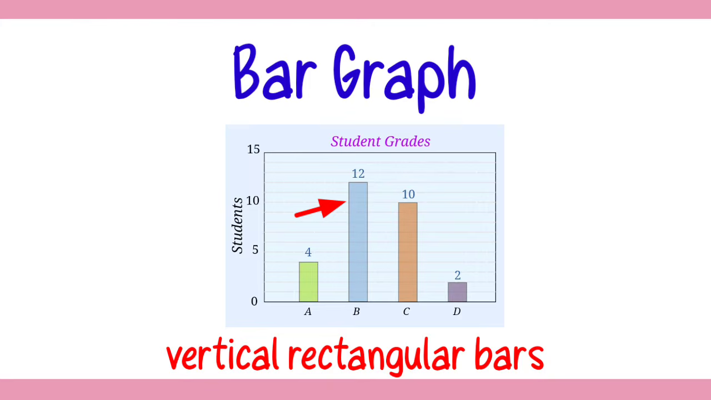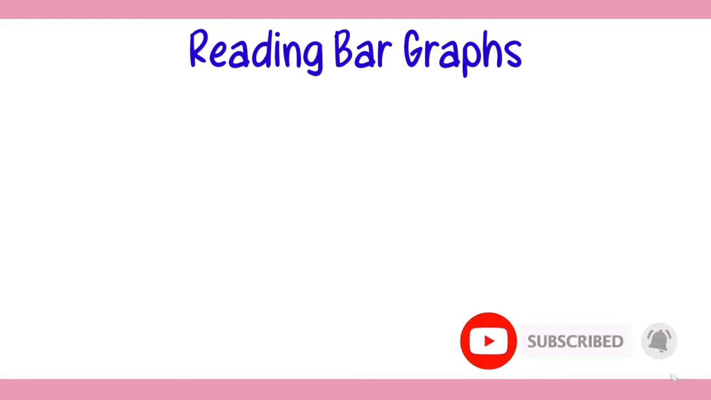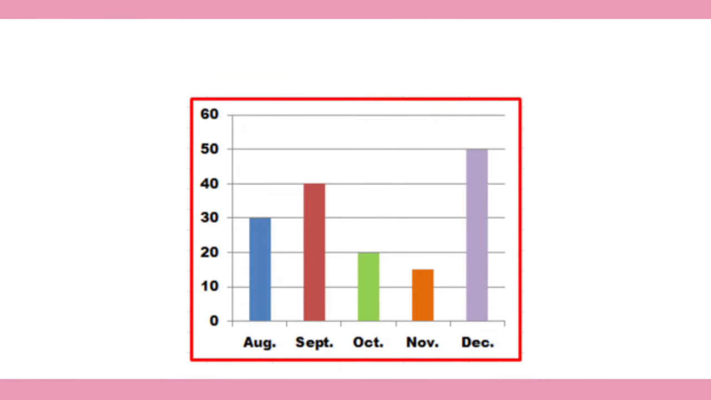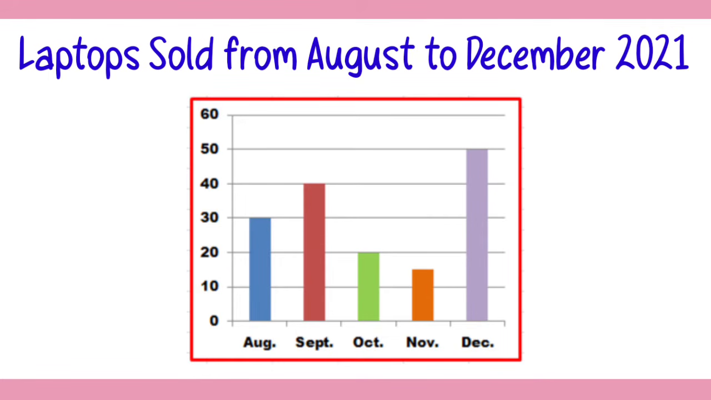Okay? Now, let us proceed with the reading of bar graphs. Let us take this as an example. This bar graph shows the number of laptops sold by Tecno Store from August to December 2021. As we can see here, the months are in the x-axis, the horizontal line, while the number of laptops sold is in the y-axis, this vertical line here.